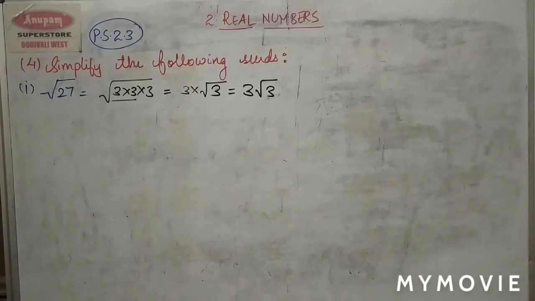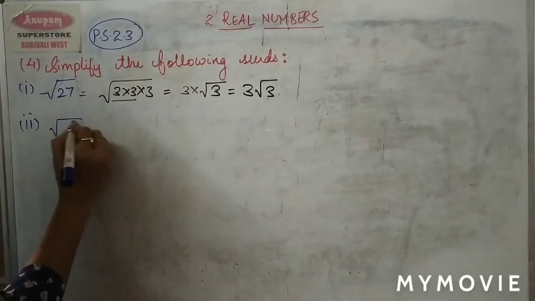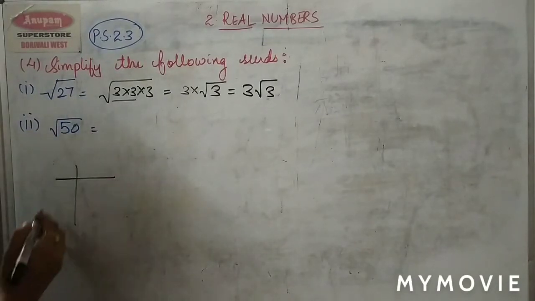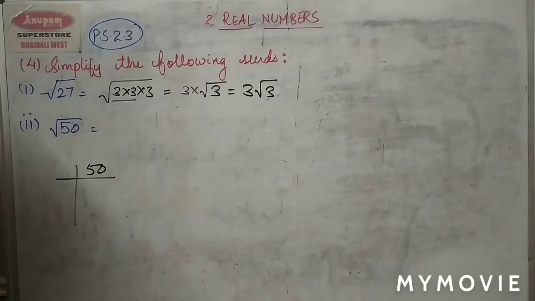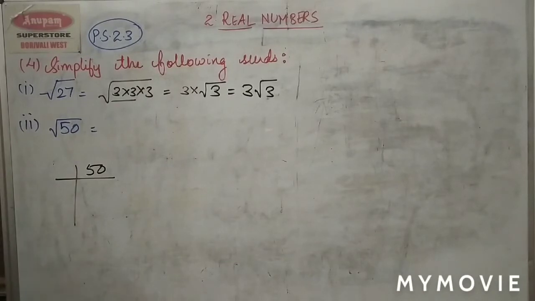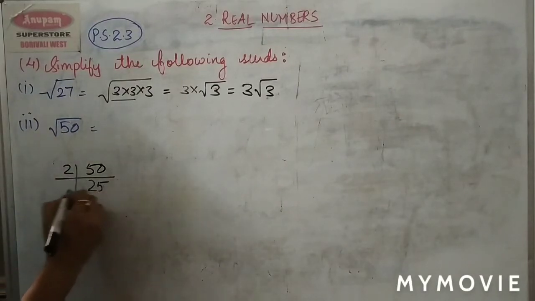Square root of 50. So my next question, square root of 50. So I'll again factorize it. Okay, 50. See, you might think, okay, 50 is directly divisible by 5. No, you have to go properly. You first start with the number 2. There you have to start with the smallest prime number first. So the first prime number is 2, then 3, then 5, then 7, and so on. So I'll first start with 2. So 2 into 25 will give me 50.